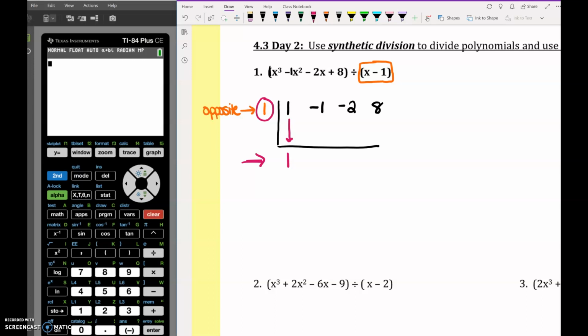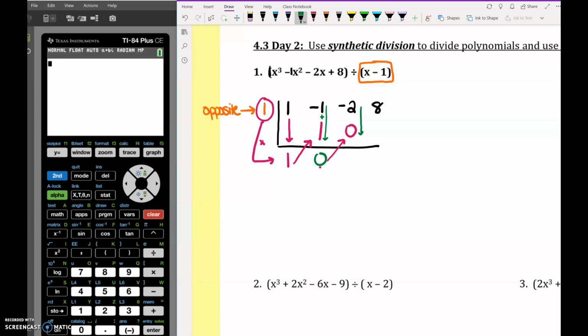So we are going to be doing this 1 on the outside multiplied by the numbers underneath. When we multiply, we are going to do 1 times 1. What is 1 times 1? 1. That number gets written up in that second row. Then we add straight down to get our next number. What is negative 1 plus 1? 0. Then we multiply. 1 times 0 is 0. Write that in that second row.